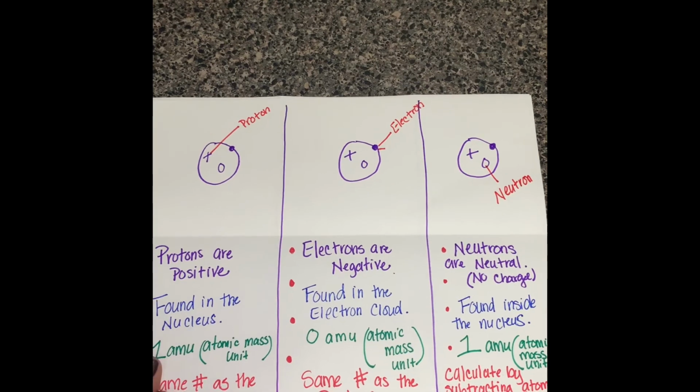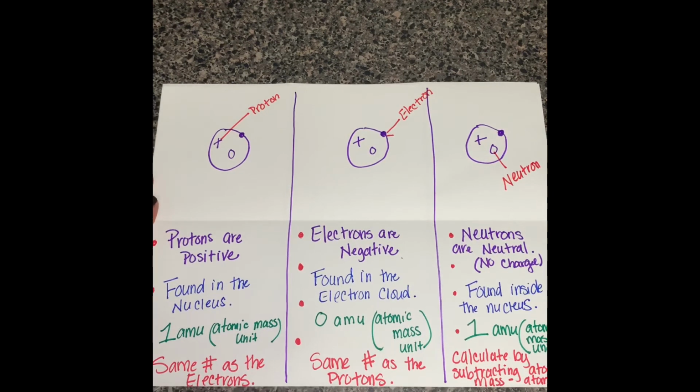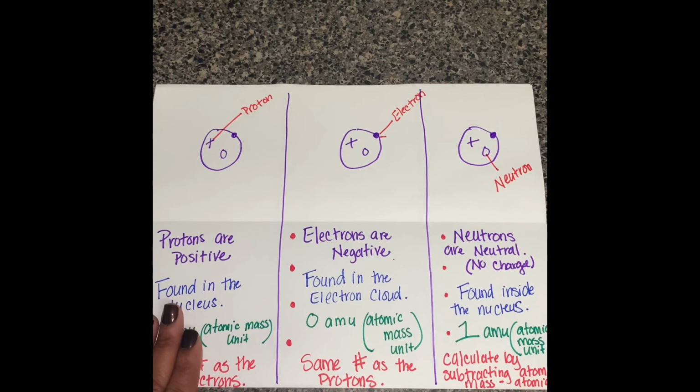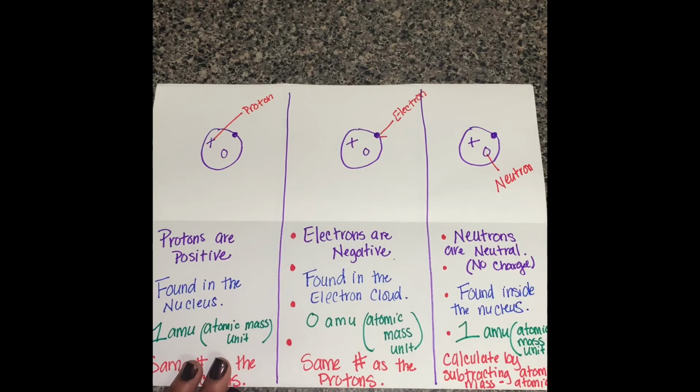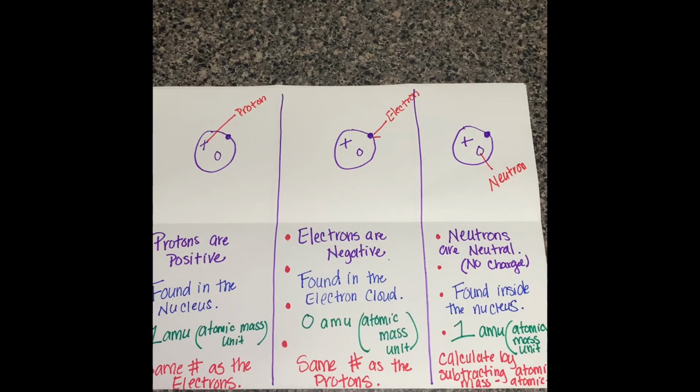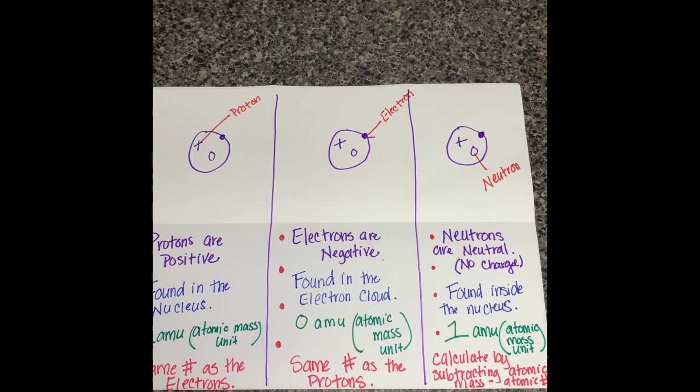So here are your notes. Make sure you have everything written down. Protons: positive, found in the nucleus, 1 AMU, same number as the electrons. Our electrons are negative, found in the cloud, have no mass, and are the same as the protons. Our neutrons are neutral, meaning they have no charge, found in the nucleus. They add to the mass, and they have 1 AMU. And you can calculate the neutrons by subtracting your atomic number from your atomic mass.